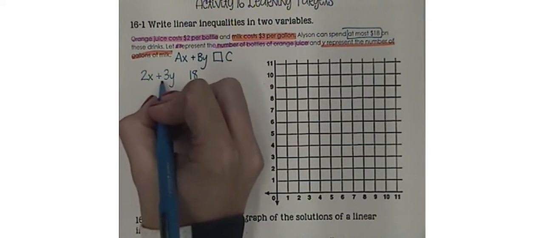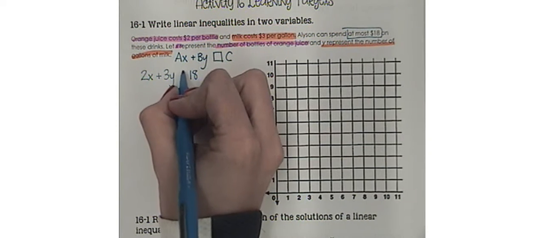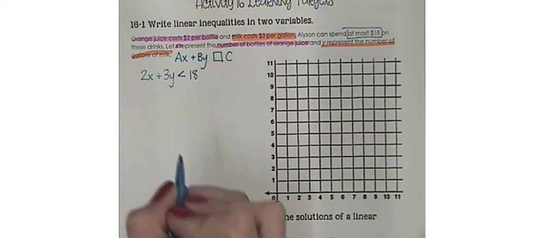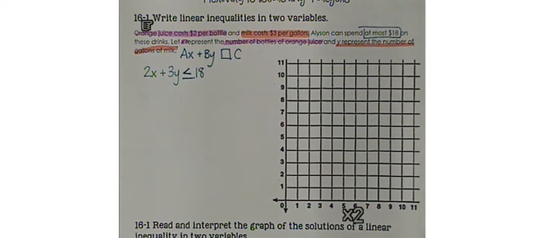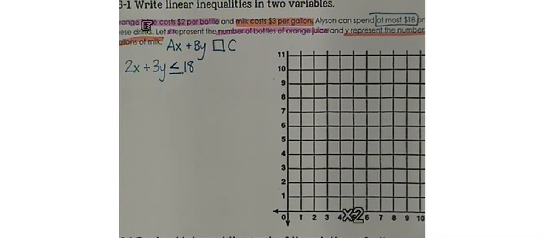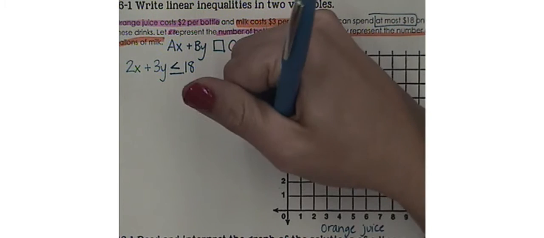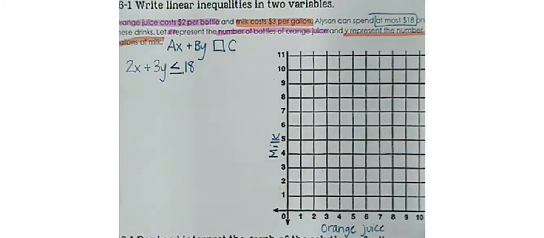So this right here is what we're buying. So that can be less than 18, and it also can be or equal to 18. So less than or equal to 18. So before we graph this, let's go ahead and label our axes. So on our x-axis, X stands for orange juice. Y stands for milk.